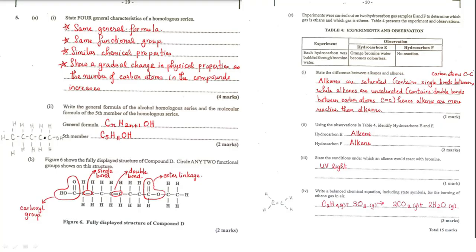Then it says to write the general formula of the alcohol homologous series and the molecular formula of the 5th member of the homologous series. Since it was a short one, I drew it out, but let's go with the general formula. It says CnH2n+1OH, and it matches. So you would have 2 times 5 gives you 10, plus 1 gives you 11, then OH. If you do the drawing, you will see I have 1, 2, 3, 4, 5, 6, 7, 8, 9, 10, 11 hydrogens, and we write the OH separately.